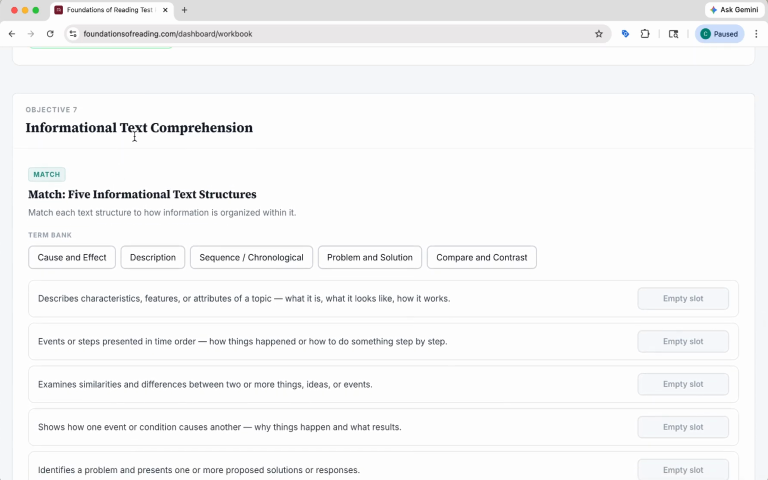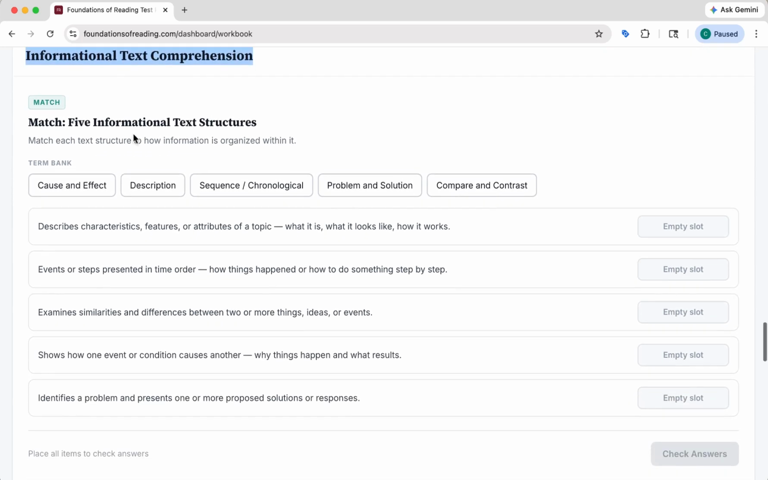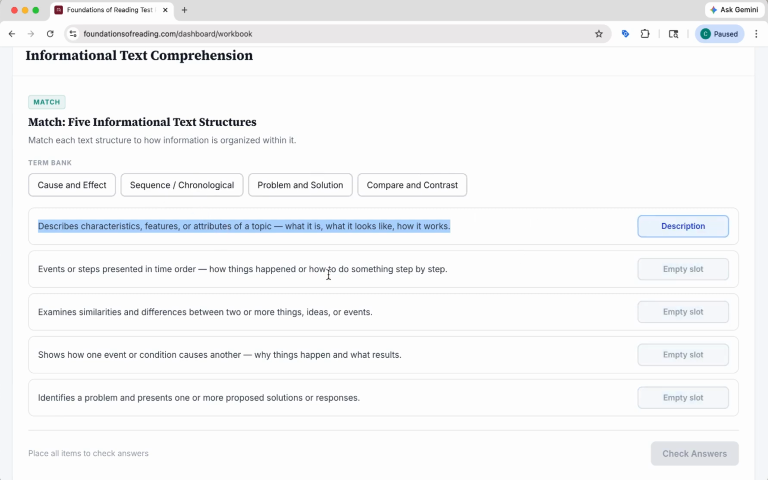All right, informational text comprehension. Match the 5 informational text structures: cause and effect, description, sequential or sequence, chronological, problem and solution, compare, contrast. Here we go. Describes characters, features, and attributes of the topic. Looks like description right there.